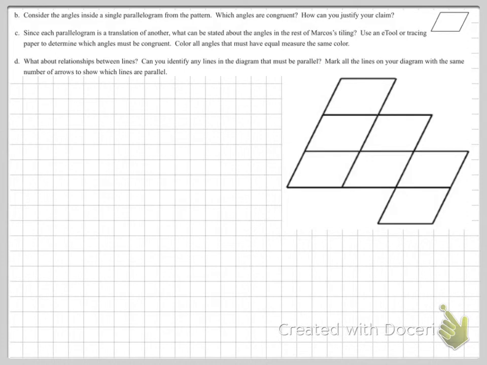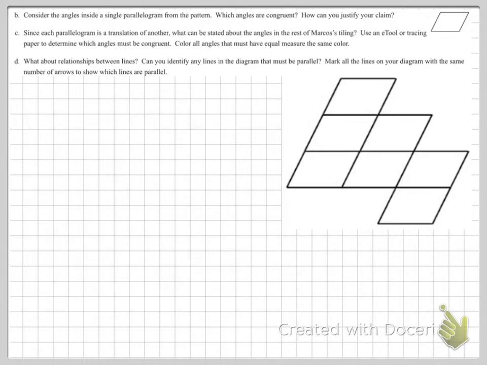Then continuing on with this question, you take a look at part B and consider the angles inside each of the parallelograms for the pattern. Which angles are congruent? Okay, so one of the things that I recommend for this is on the resource page, go ahead and grab some scissors and maybe cut it out and see if you can get the angles to match up. Another way to do it is to take a piece of tracing paper like patty paper or thin paper that you have in the house. You could even use wax paper from the kitchen and go ahead and trace over one of the angles.